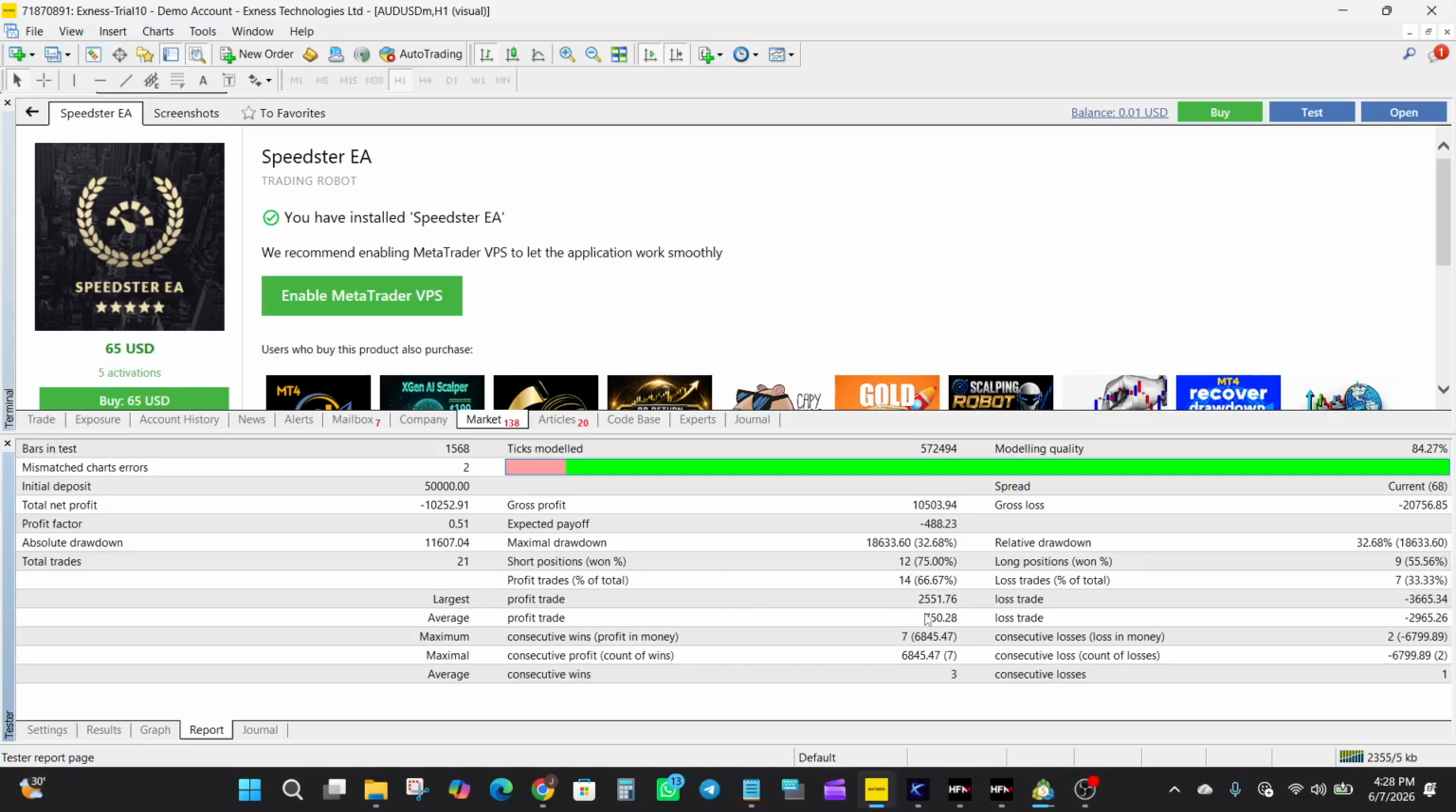The largest profit is 2,551.76, largest loss 3,665.34, and the average profit is 750.28, while the average loss is 2,965.26. So this tells me that the risk to reward ratio is pretty bad.